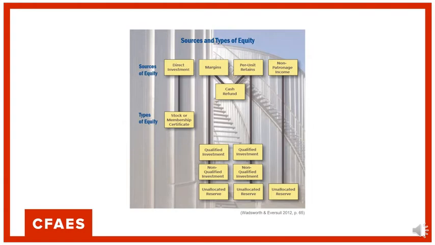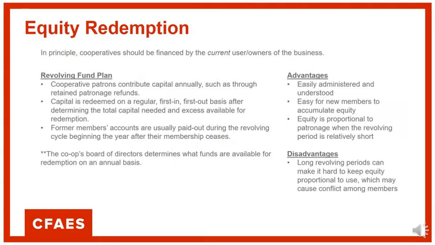There are various systematic methods for redeeming the equity in a co-op that can be used individually or in combination. Most cooperatives use a combination of systems. We will review 3 of those methods in this presentation, beginning with the revolving fund plan. Based on a 2008 study by the U.S. Department of Agriculture, this plan was used by co-ops in the United States.